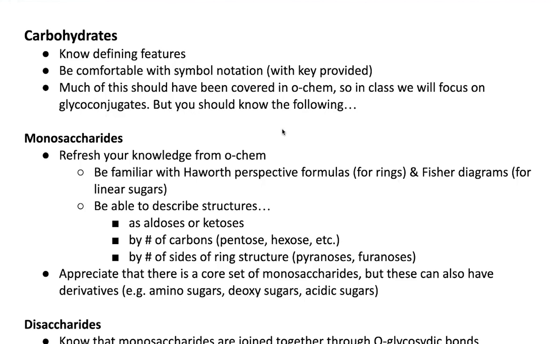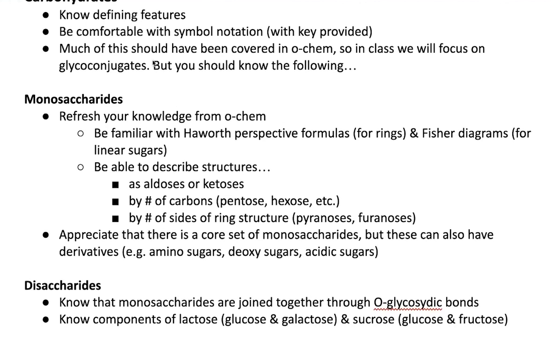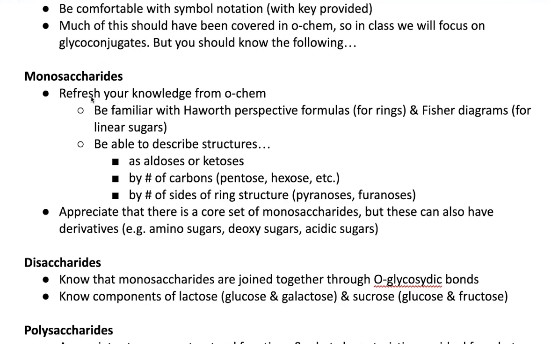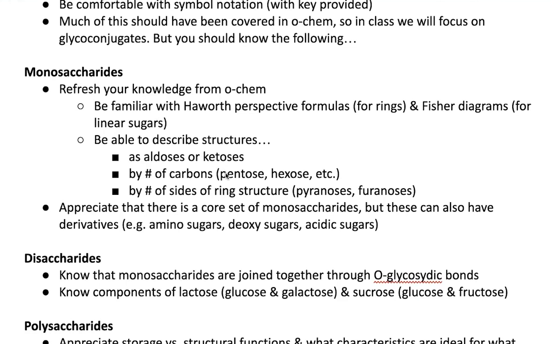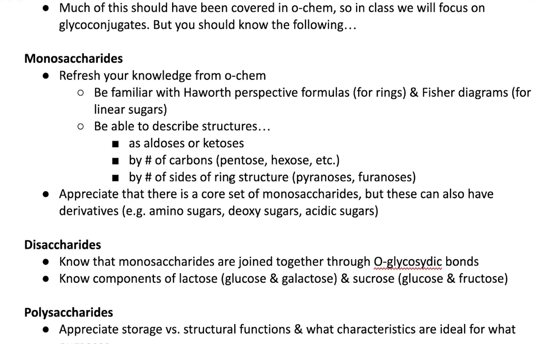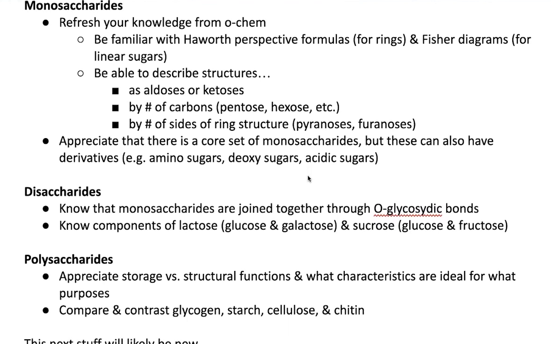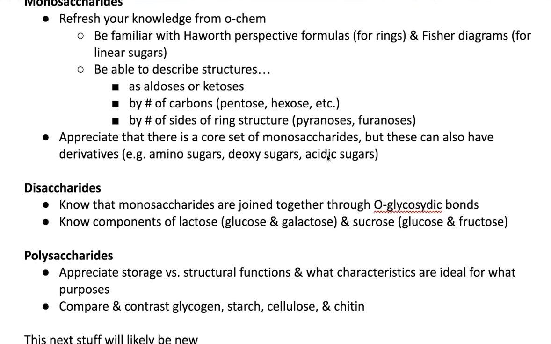So in my class, we're going to focus on glycoconjugates, but you should also know the following. So for monosaccharides, those individual sugar units, be familiar with Haworth and perspective formulas, where you have those 3D rings and Fischer diagrams. For linear sugars, be able to describe structures as aldoses or ketoses by their number of carbons, so you're talking a pentose or a hexose. By the number of sides of the ring structure, you're talking about pyranoses or furanoses, things like this.